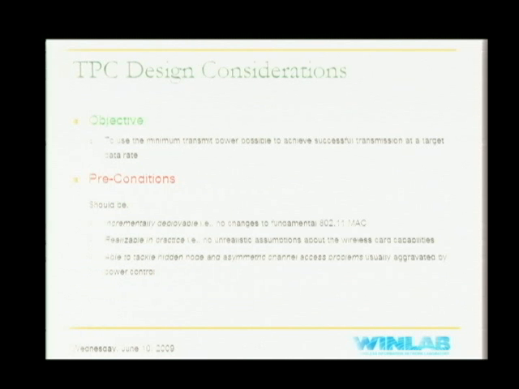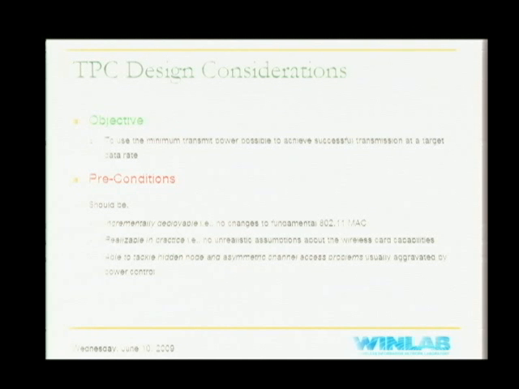Okay, any good transmit power control algorithm needs to take certain factors into consideration. We already raised our objective. We want to use the minimum transmit power possible to achieve successful transmission at a target data rate. I'll detail what the target data rate is in the next few slides. So given this objective, we are allowed to operate with certain preconditions. The preconditions being incremental deployability. We don't want to make significant changes to the fundamental 802.11, and that would ensure that it can be deployed amidst non-cooperative nodes or nodes that don't use transmit power control at all.